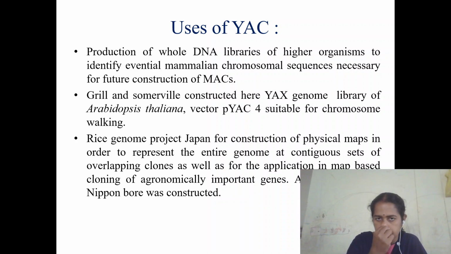Then the uses of yeast artificial chromosomes are that they can produce whole DNA libraries of higher organisms, like mammalian chromosome sequences necessary for future construction of mammalian artificial chromosomes.